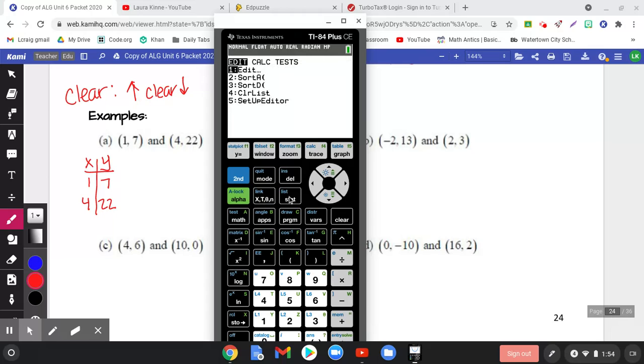Okay, then we're going to hit stat again. Go over to calc. Choose linear regression, choice 4. And then you can just hit enter if you want until you get there. And then copy this down. That's all the work you got to show. y equals ax plus b. a equals 5, b equals 2.